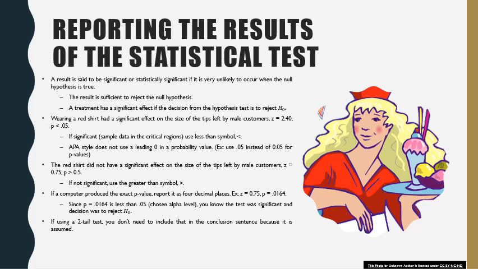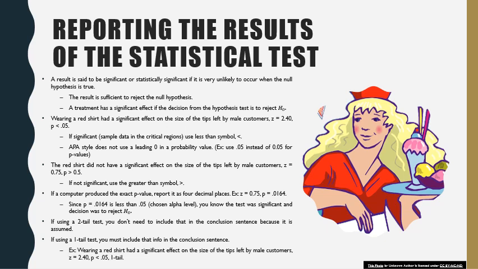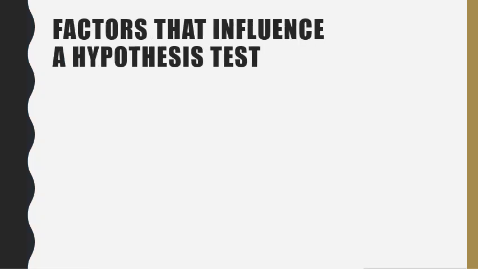If you're using a two-tailed test, you don't need to include that in the conclusion sentence because it is always assumed. However, if you use a one-tailed test, you must include that information in the conclusion sentence. So here's an example. Wearing a red shirt had a significant effect on the size of the tips left by male customers. Z equals 2.5. Probability is less than .05, one tail.